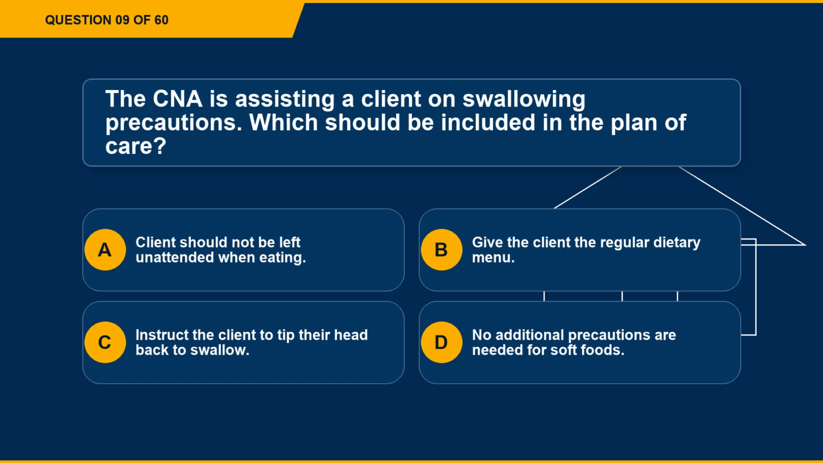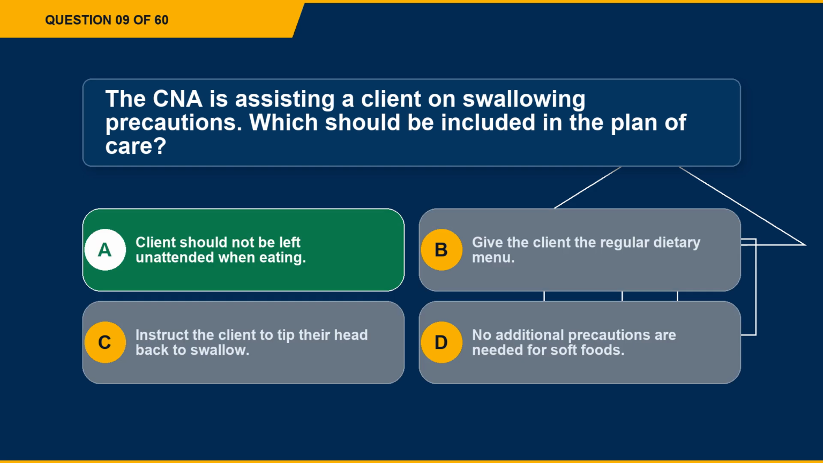Question 9. The CNA is assisting a client on swallowing precautions. Which should be included in the plan of care? Option A, client should not be left unattended when eating. Option B, give the client the regular dietary menu. Option C, instruct the client to tip their head back to swallow. Option D, no additional precautions are needed for soft foods. The correct answer is option A, client should not be left unattended when eating.